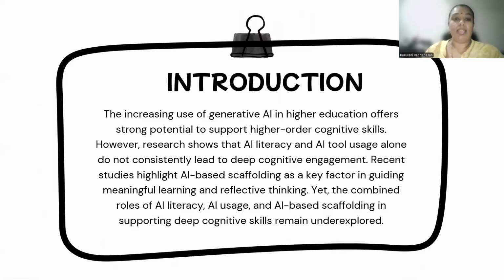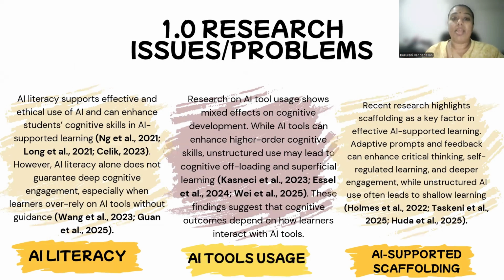Currently, the increasing use of generative AI in higher education offers stronger potential to support students' high-order cognitive skills. But most of the research shows that AI literacy and AI tool usage alone do not consistently lead to deep cognitive engagement. Recent studies also highlight that AI-based scaffolding is a key factor in guiding meaningful learning and reflective thinking. Yet, the combined roles of AI literacy, AI usage, and AI-based scaffolding in supporting students' deep cognitive skills still remain unexplored. So when we look at the research issues and problems, we can separate them into three problems.